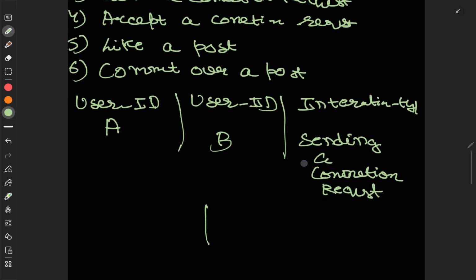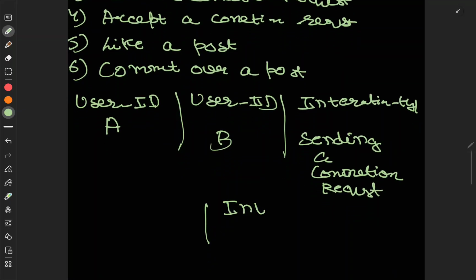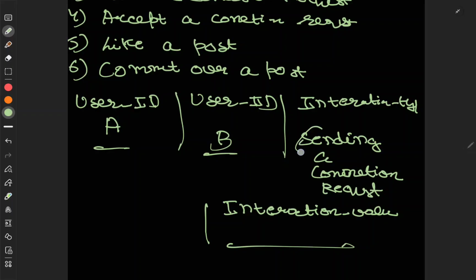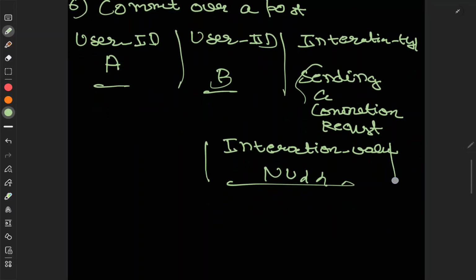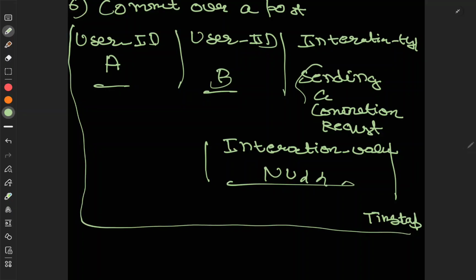Then there could be an interaction value also, right? So for example, if he comments on a particular post, then what is the comment? Here for this case it would be null. And at what timestamp did he do that, right? So all these things could be there in the data engineering part.